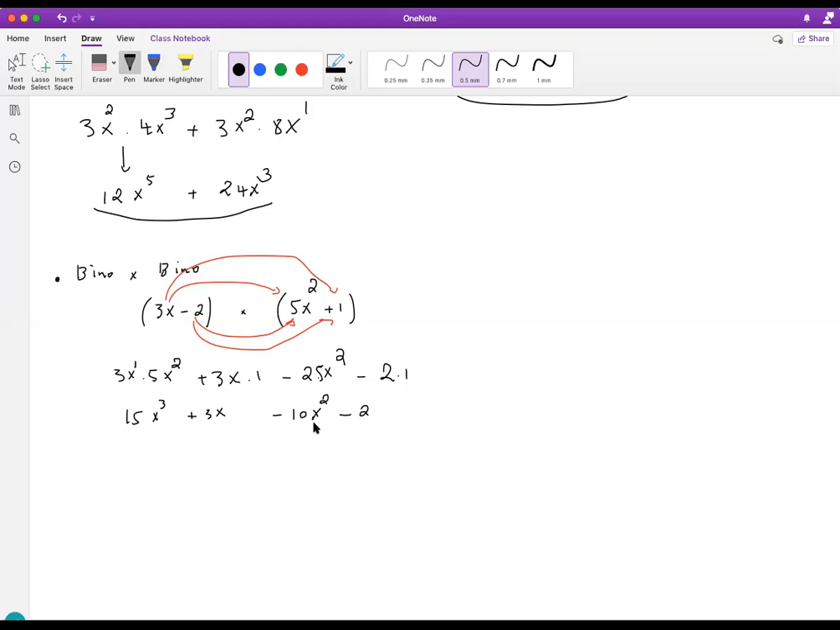Once you do that, you try to combine like terms. Do we have any like terms to combine here? No. That's right. All the terms have different powers, x3, x1, x2, and we have a constant here. We only combine terms that have the same power, same variable. We don't have that here, so that's it. Nothing much you can do here.